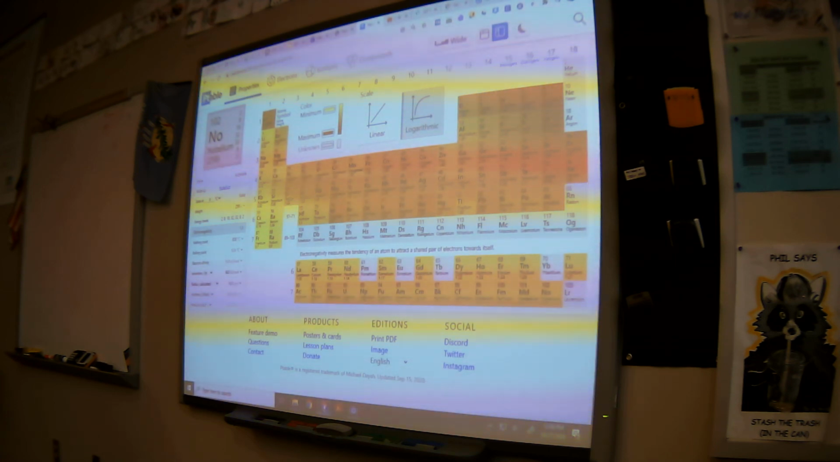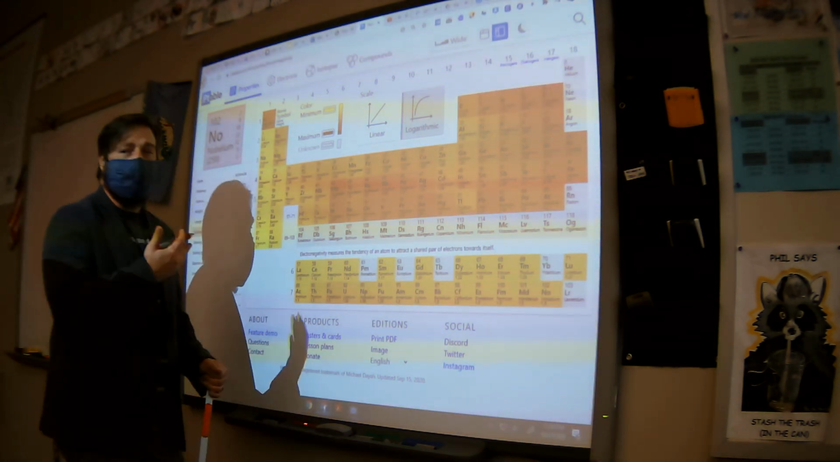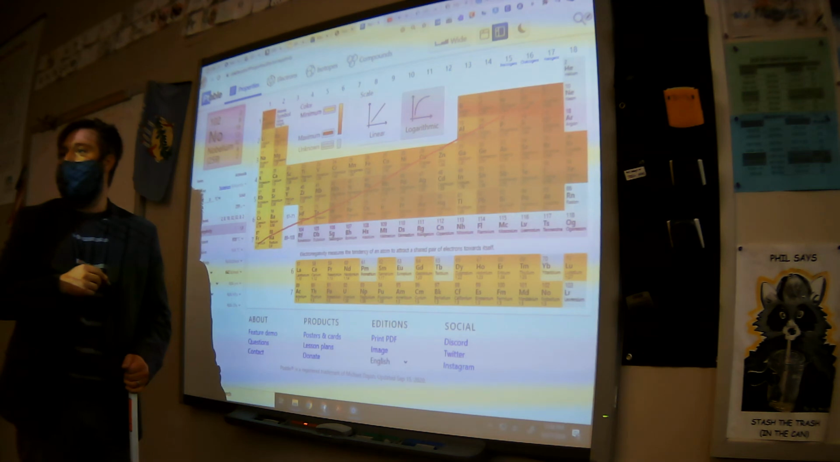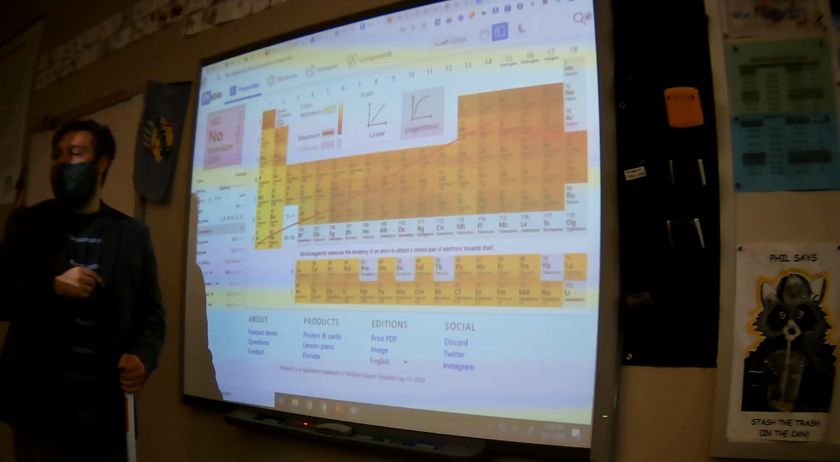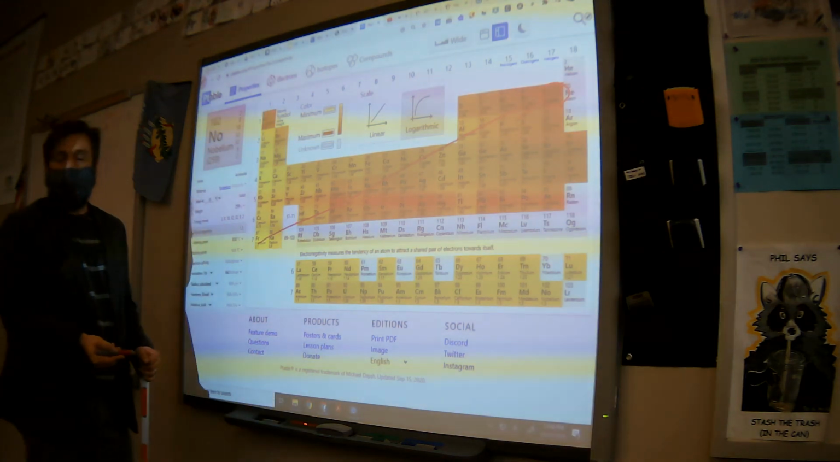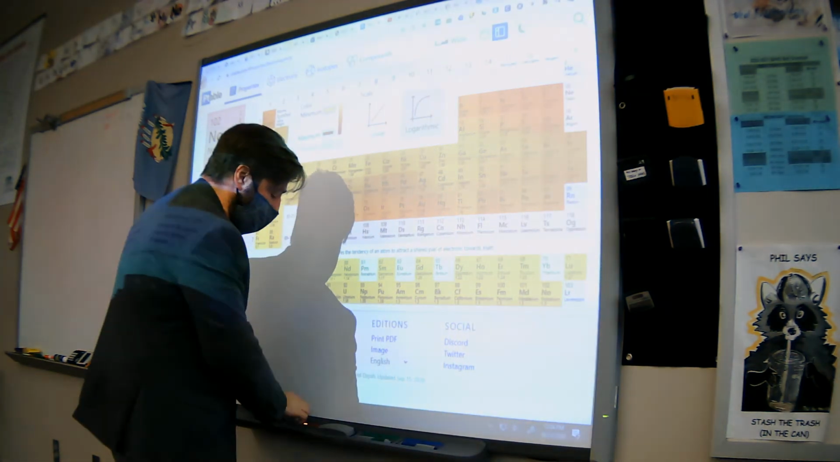How do you feel about electronegativity? Make sense? It depends on which way you're going. If I'm going least to greatest, it goes this way. Why would it go down to the right, this is fluorine, instead of...? Oh, so that's where distance comes into play.